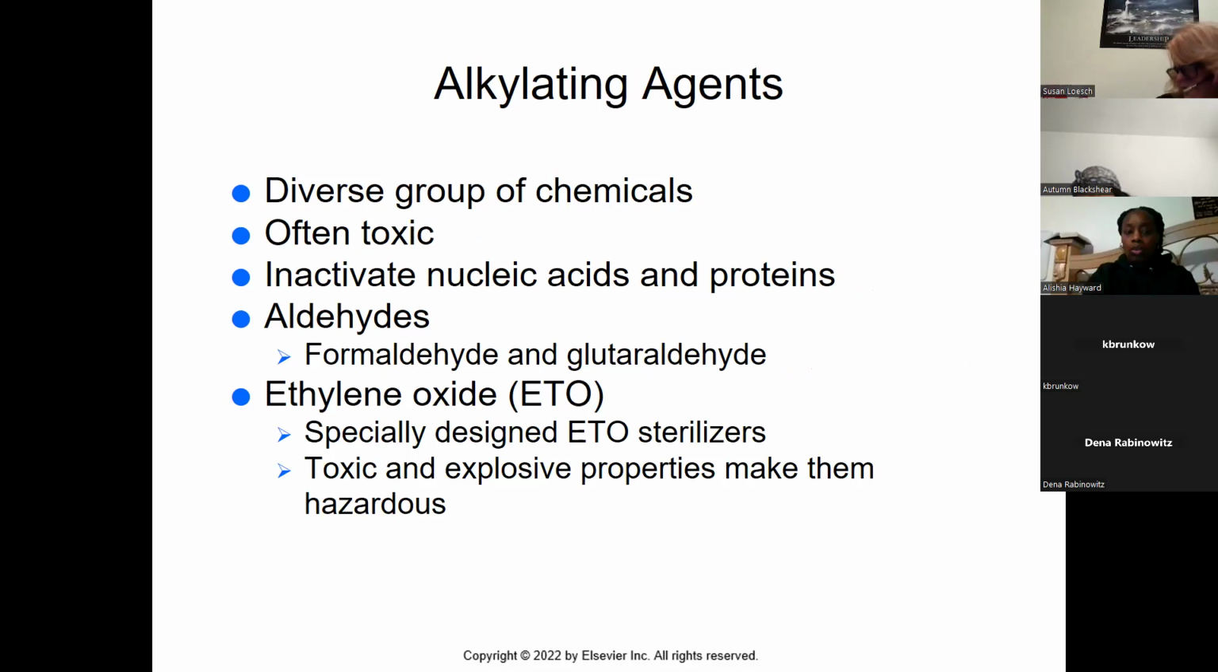Alkylating agents. Now, to tell you how destructive these are, we use them for chemo. We use alkylating agents all the time for chemo. Alkylating agents have a group of chemicals that are toxic because they can inactivate the nucleic acids and proteins. The agents include aldehydes or propylene oxide. Aldehydes are the most common, and they're used in the form of a liquid or a gas.